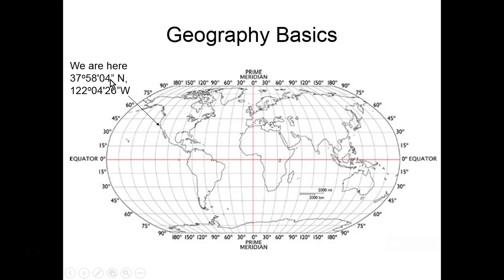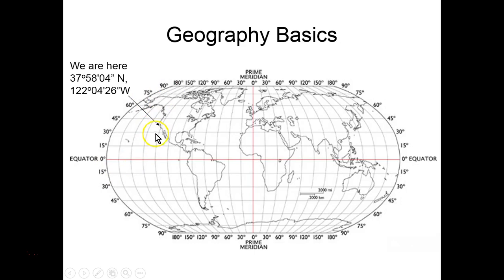There are 60 seconds in a minute. There are 60 minutes in 1 degree. All right, so 37 degrees, 58 minutes, 04 seconds north, and 122 degrees, 04 minutes, 26 seconds west. So which series of numbers is the latitude? If you said 37 degrees, 58 minutes, 04 seconds north, then you would be correct.